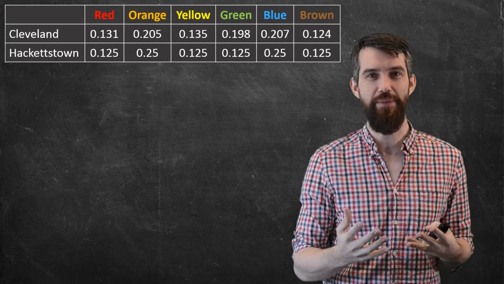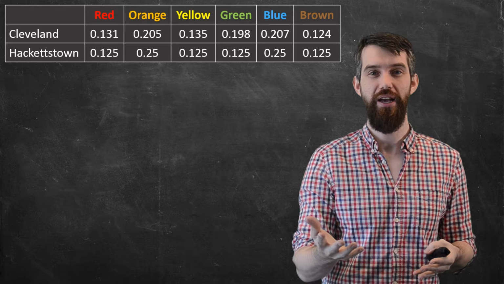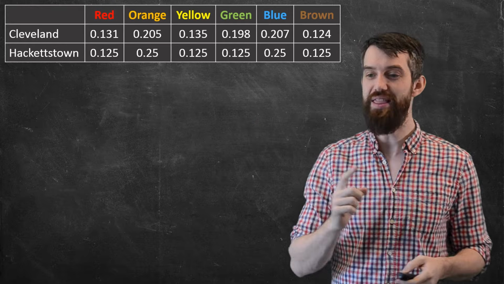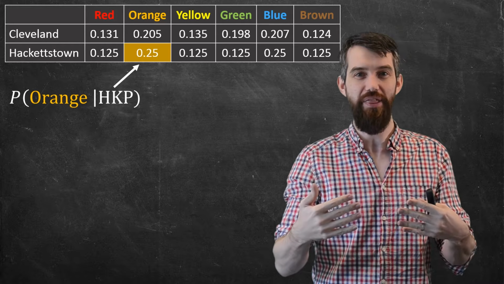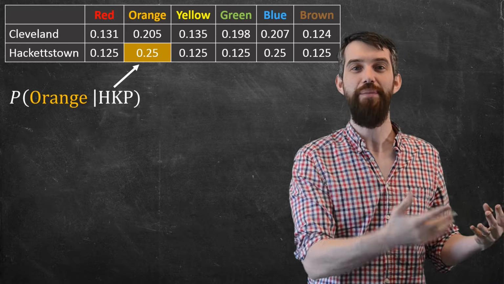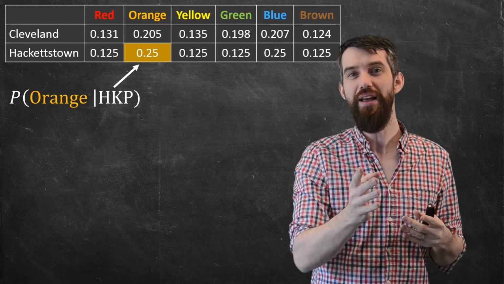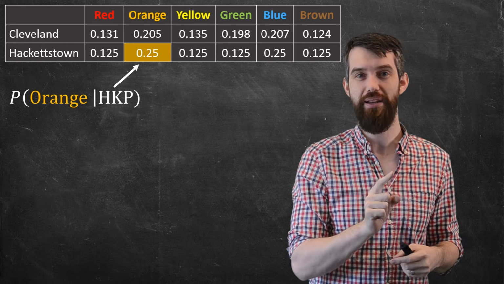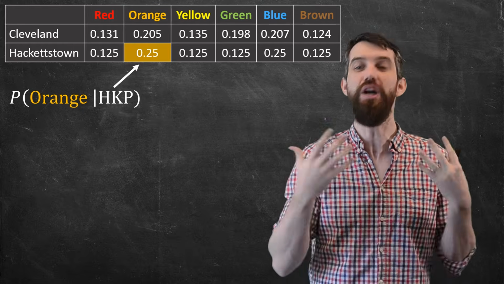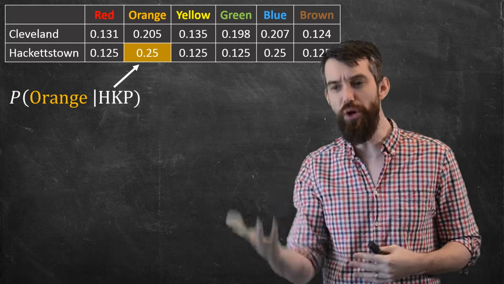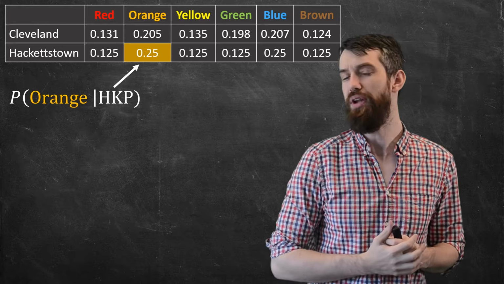The point of this table is that each cell of the table is a conditional probability. So, for example, let me look at this Hackettstown orange cell. This is the probability that I get an orange M&M given, the vertical line here means given, that I know it's from the Hackettstown plant. All the different probabilities in this table reference different conditional probabilities, like the probability that it's a blue M&M given that it comes from the Cleveland plant, and so on. So that's what 0.25 means.